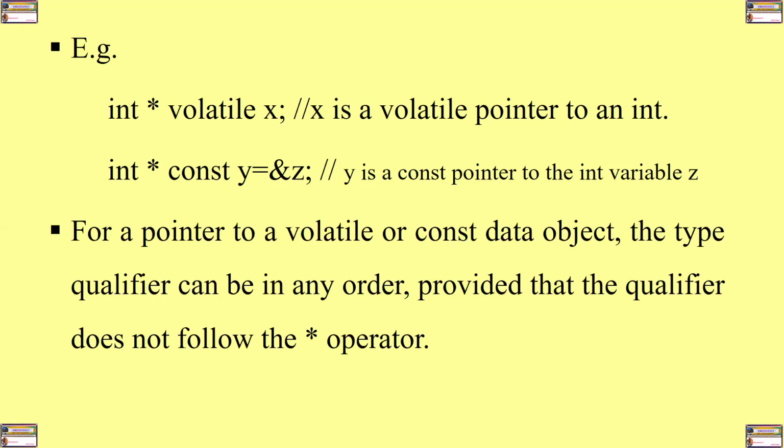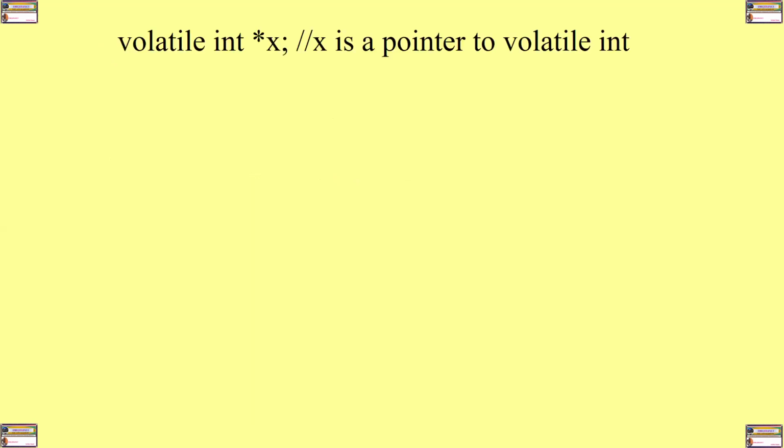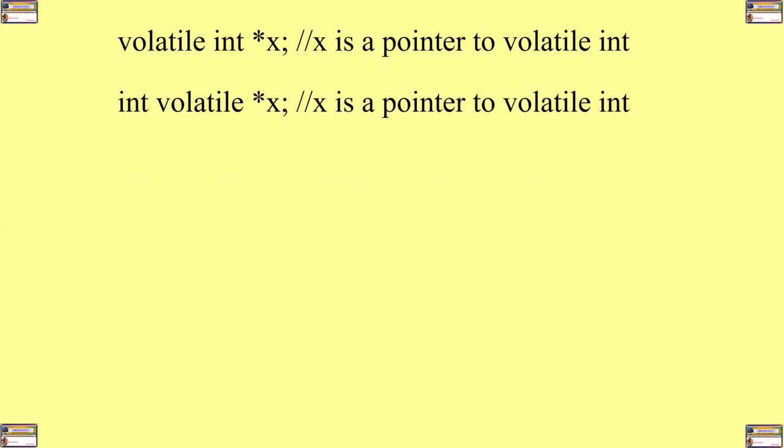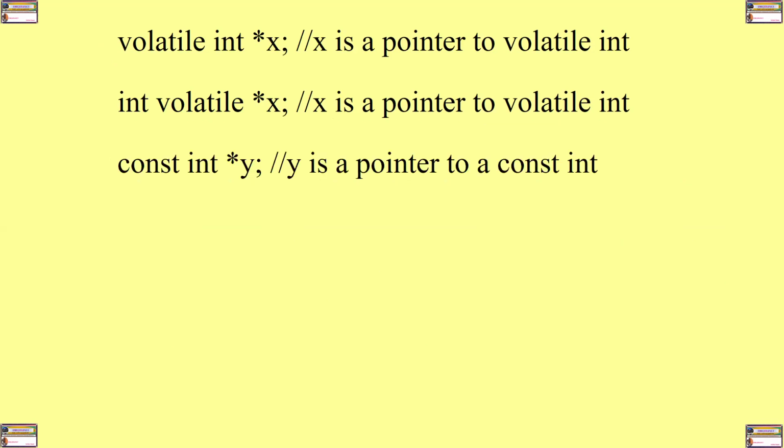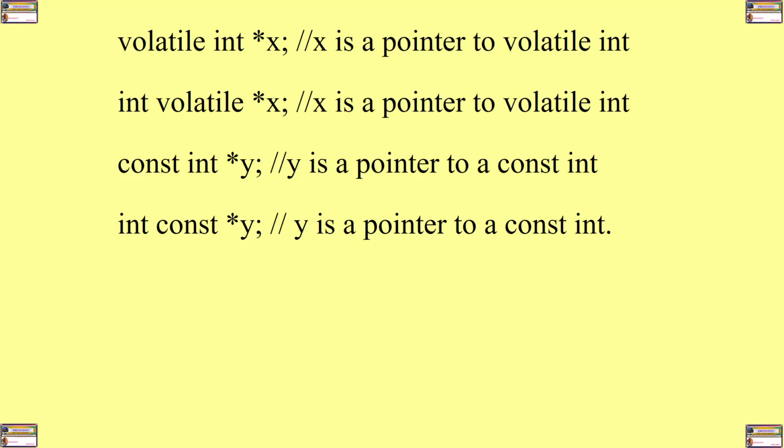For a pointer to a volatile or const data object, the type qualifier can be in any order, provided that the qualifier does not follow the pointer operator. For example, this declaration statement indicates that x is a pointer to a volatile integer, while in this statement, x is a pointer to volatile int. While in this other statement, y is a pointer to a constant int. Similarly, in this statement, y is a pointer to a constant int.